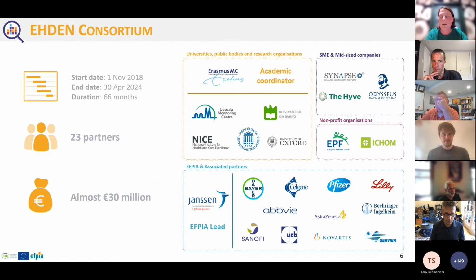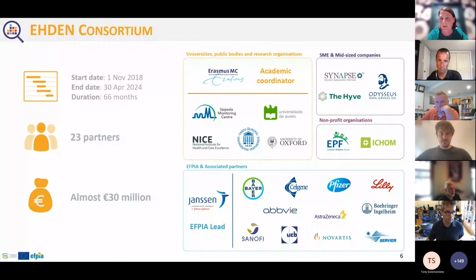And so just a reminder of how the consortium looks. We have public partners, which include some of the leading academic institutions in Europe, SMEs and mid-sized companies, and not-for-profit organizations. And then on the private side, we have a lot of the pharmaceutical companies that help set up this network. As you can see on the slide, we started in 2018. We have 1.5 more years to go.